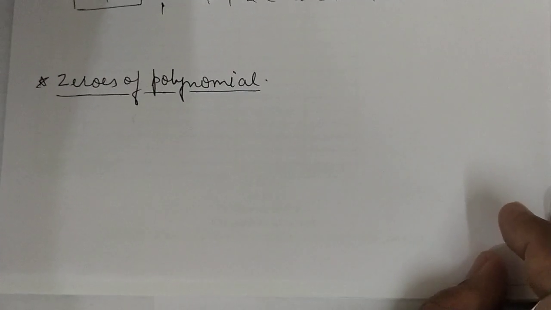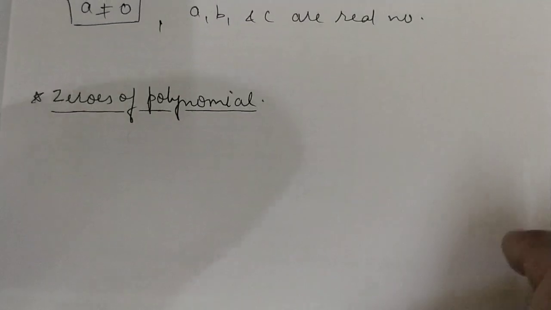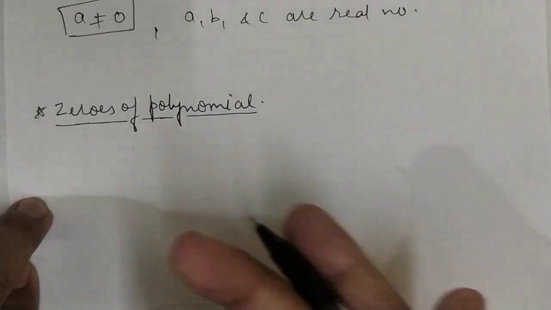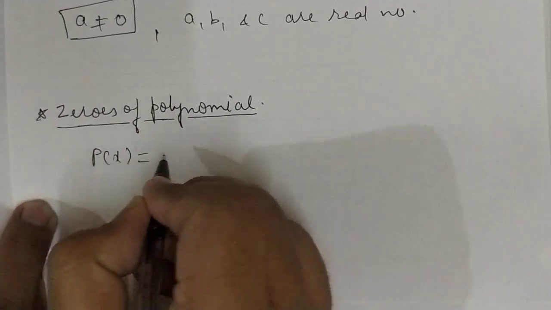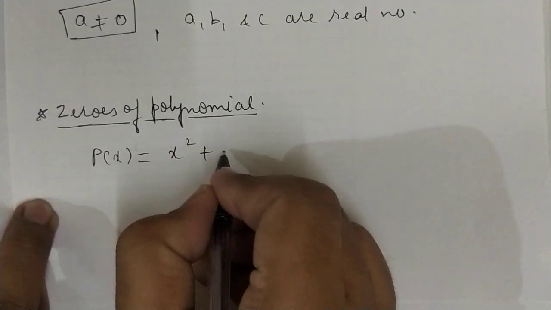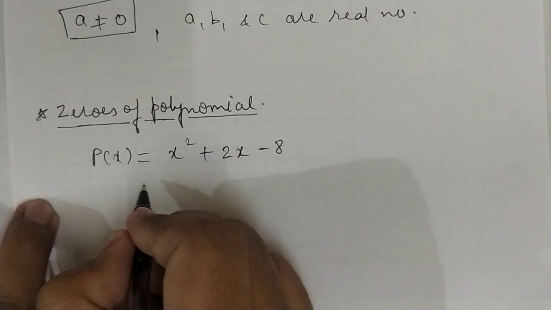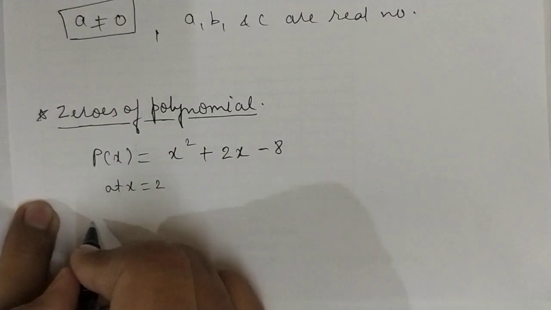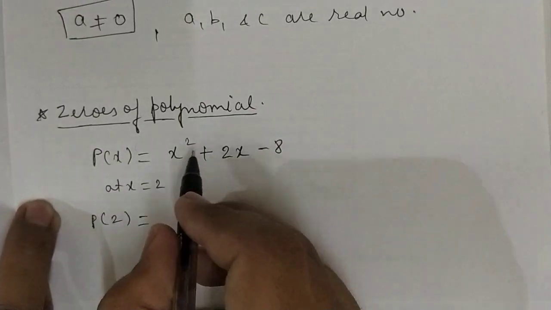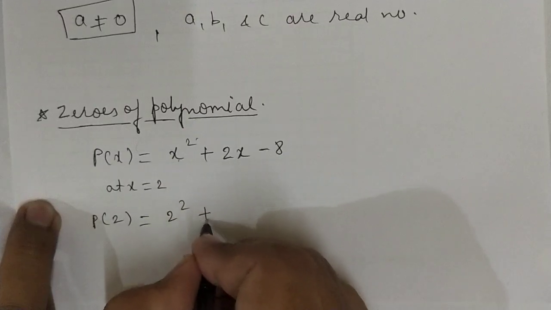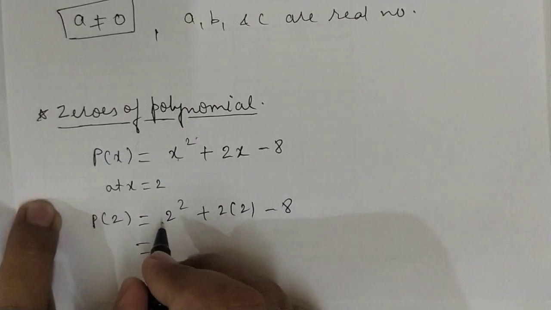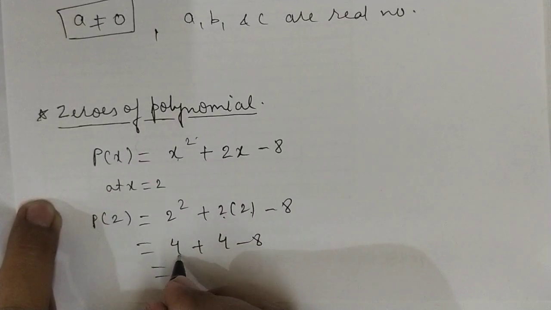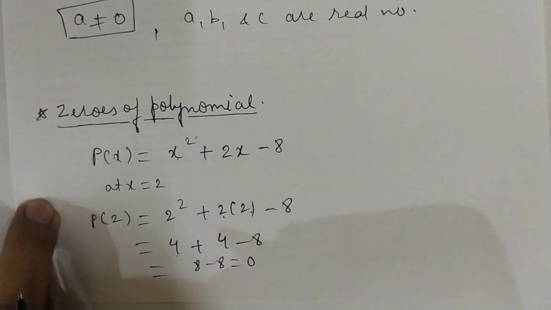Zeros of polynomial. Now first we will understand the concept of zeros of polynomial. Means what is the meaning of zero? Suppose I am writing a polynomial as x square plus 2x minus 8. Now check the value of this polynomial at x equal to 2, means at p of 2. Check it. What is the value of x here? 2 square plus 2 into 2 minus 8. 2 square is 4. 2 into 2 is 4. If you solve it, 4 plus 4, 8. 8 minus 8 is 0.